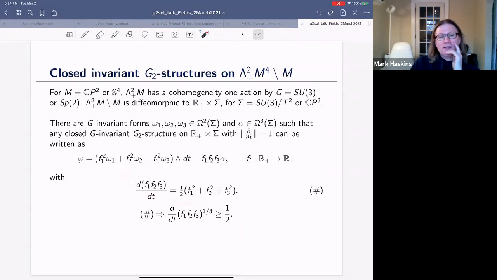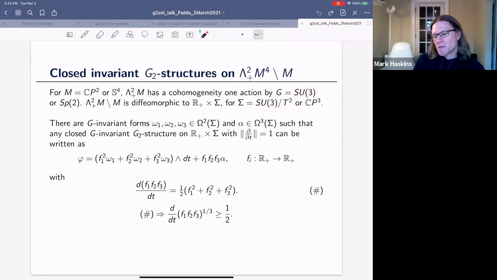If you think about what that says, using the geometric mean and the quadratic mean, it says that this derivative is at least a half. So this is controlling the volume growth. If this thing is ever complete, then the volume must be growing at least like t to the 7th. So you can't have something collapse.